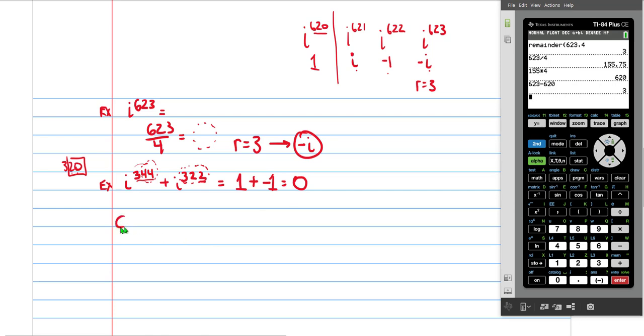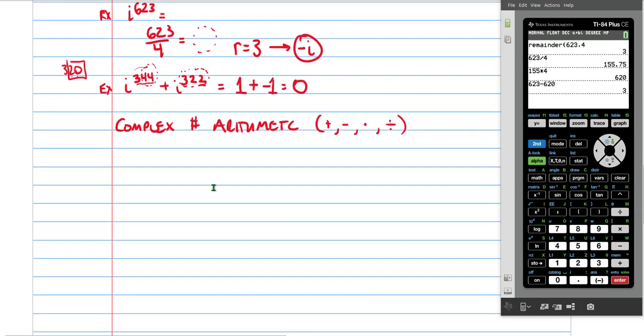We need to talk about complex number arithmetic. That's simply adding, subtracting, multiplying, and dividing complex numbers. So with addition and subtraction, I guess we'll start there. With addition and subtraction, all you have to do is add or subtract, and I'm going to put this in quotes, like parts.